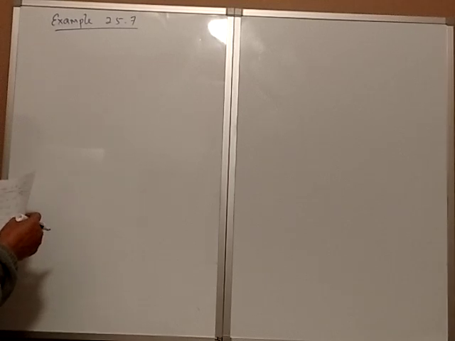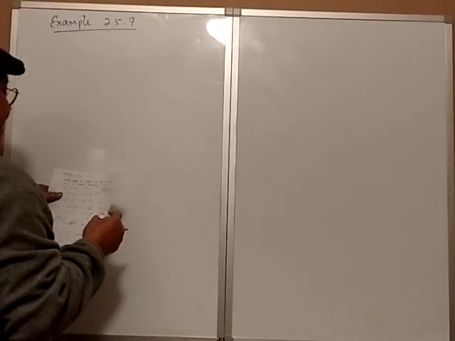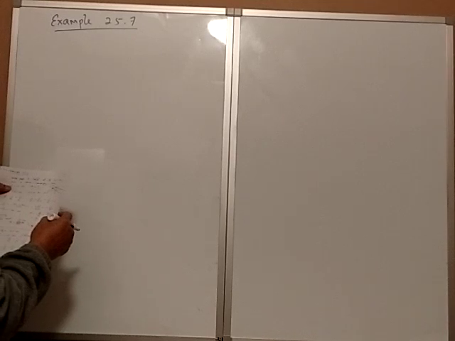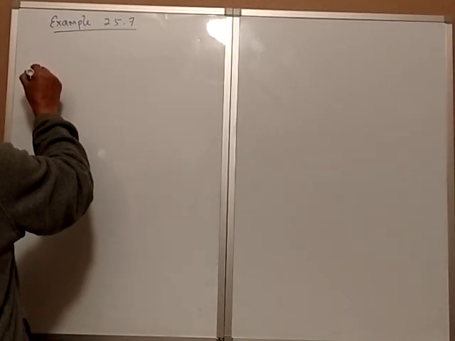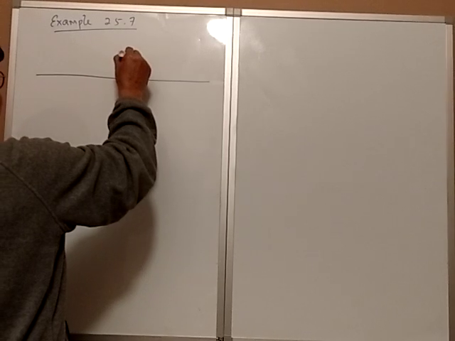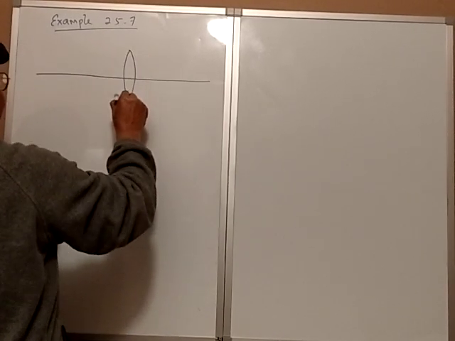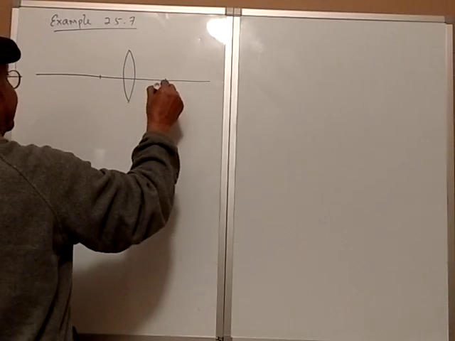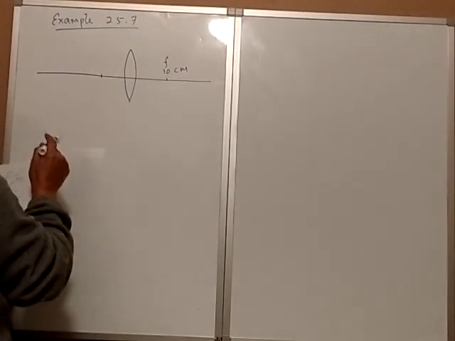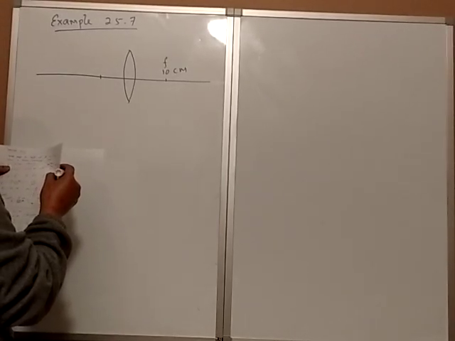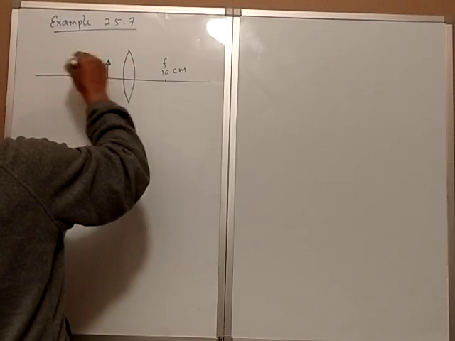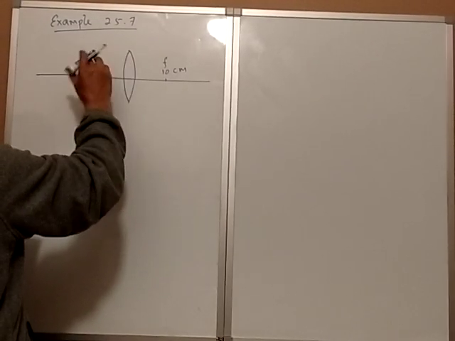So it says a book page is held at 7.5 centimeters from a convex converging lens, and the focal length is 10 centimeters. So let's do that. So that's the lens. Focal length is 10 centimeters. So that's your F. And a book is held at 7.5 centimeters. So it's somewhere here. Okay, so let's make it a little smaller.